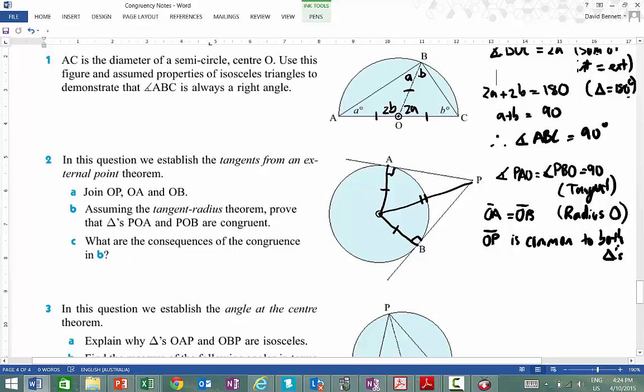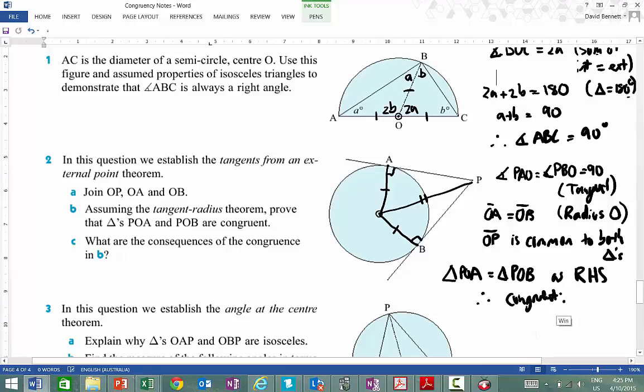So if that's true, then we can say that triangle POA equals triangle POB as RHS, because they have a right angle, they have a corresponding side and have the hypotenuse. OP is in fact the hypotenuse, so therefore they are congruent.